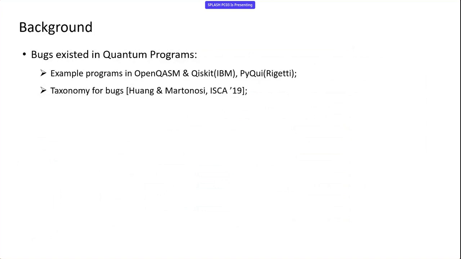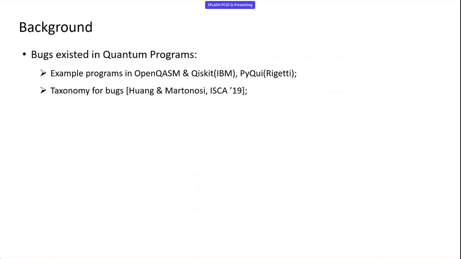And due to the counterintuitive nature of quantum mechanics, some programs written by professional experts can sometimes be erroneous. For example, there used to be bugs in the example programs in OpenQASM, Qiskit, PyQuil. So Hoare proposed a taxonomy for bugs based on the coding experience on Scaffold.